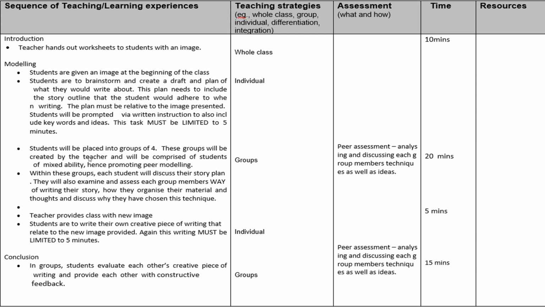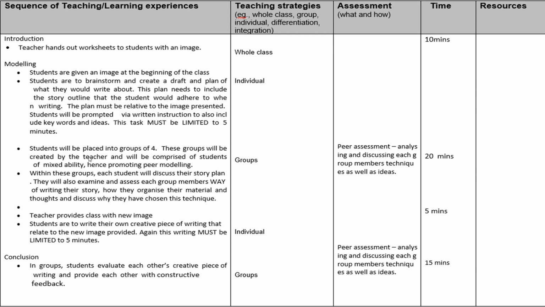By themselves, they then work through this image to create a plan and a draft of a story they'd like to write. So they brainstorm a draft. This plan needs to include a story outline, and the plan must be relevant to the image itself. This task, however, must be limited to 5 minutes. You can't have any more than 5 minutes.